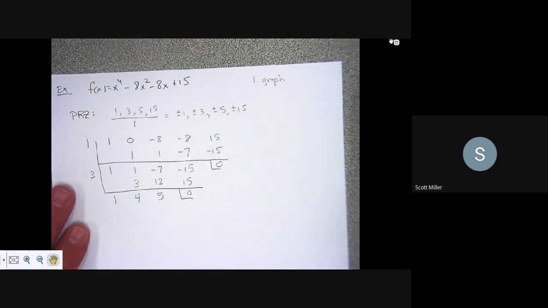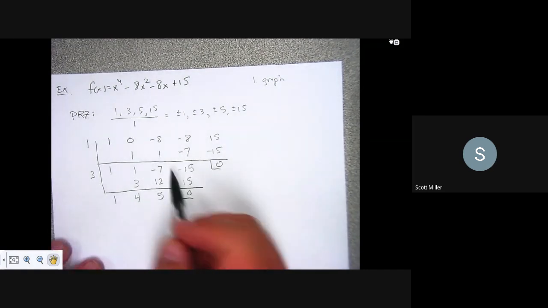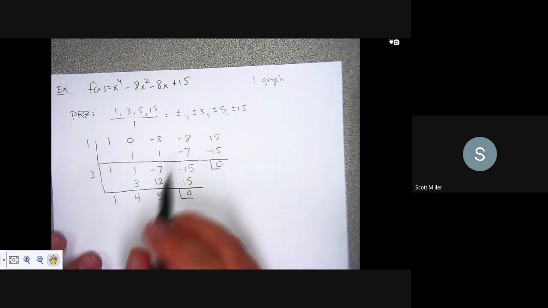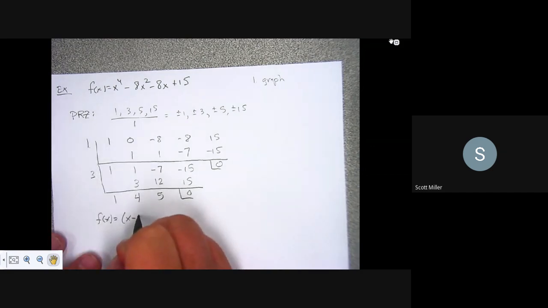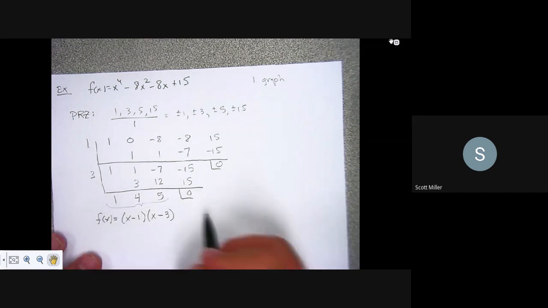Now, based off the graph, we know that there is no more real zeros, so I can't do this anymore. So I'm going to write this out in what I currently have in factored form for the function f. The first 0 is x minus 1, because it's always x minus the 0, and then x minus 3, and then these numbers right here are the coefficients of the remaining factor. x squared plus 4x plus 5.